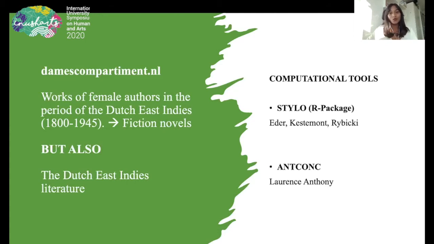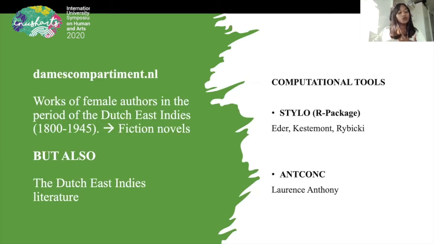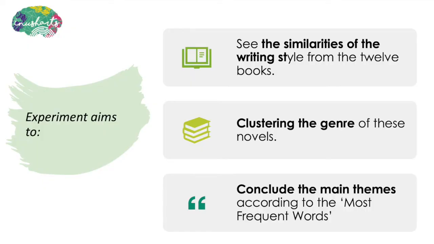The second computational tool that I use is AntConc. To take a closer look at the text, I use this tool. It can list the most frequent words and compare the most frequent words from one text to another. Using Stylo and AntConc, I'm going to see the similarity of the writing styles, try to cluster the genre, and lastly conclude the main themes according to the most frequent words. This research is going to be a quantitative research, but at the end I'm also going to do an interpretation or close reading to see the use of the most frequent words in each text.